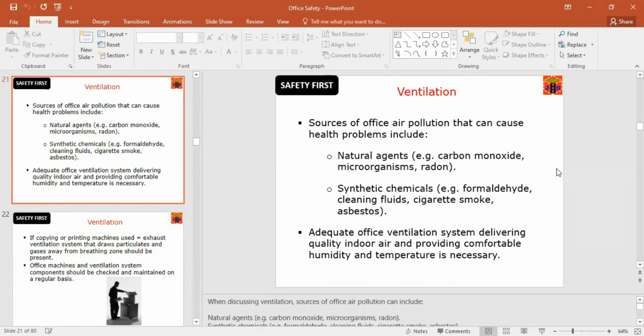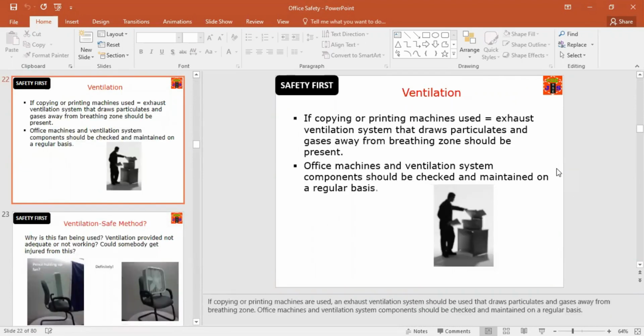An adequate office ventilation system delivering quality indoor air and providing comfortable humidity and temperature is a necessity. If a copying or printing machine is used, an exhaust ventilation system that draws particulates and gases away from breathing zones should be present. Office machines and ventilation system components should be checked and maintained on a regular basis.